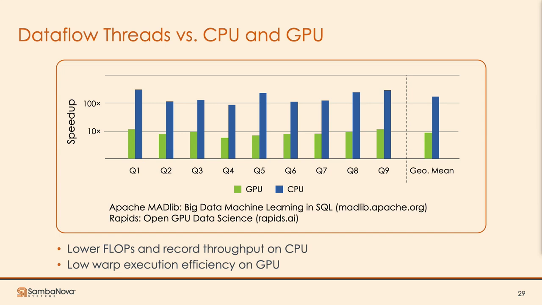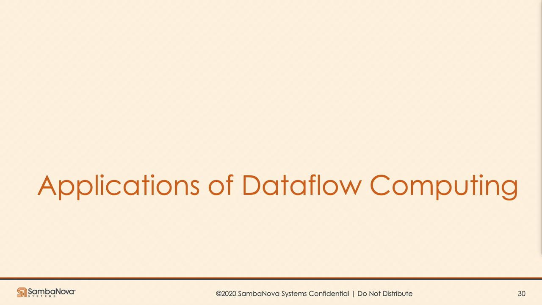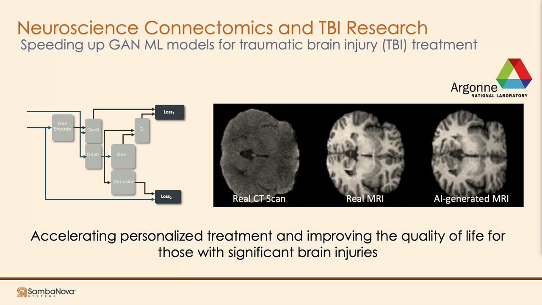Okay, so now let me talk about some of the applications that have been developed for data flow computing. As one example, it's being used in neuroscience connectomics and traumatic brain injury research. And this is work that's being done at Argonne National Lab. And it's accelerating the development of models that have been used for treating or understanding traumatic brain injury. And so we see that the very efficient capabilities of the data scale systems are helping with traumatic brain injuries.